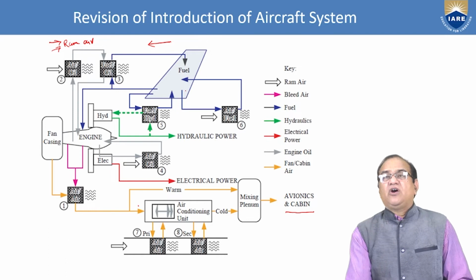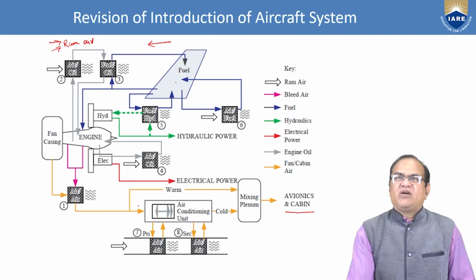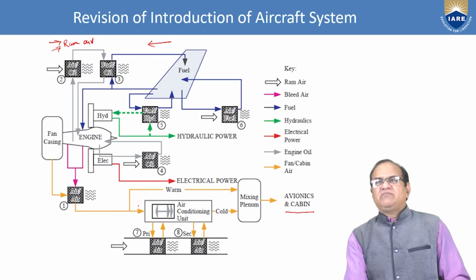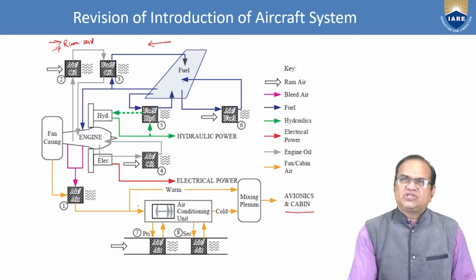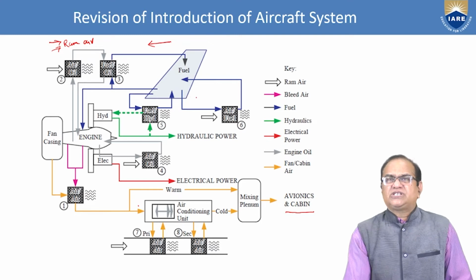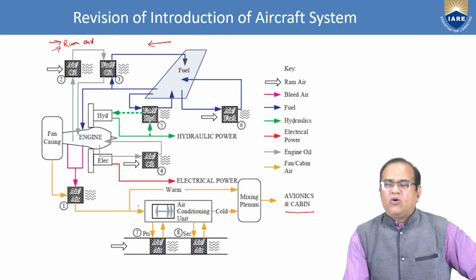Further, this fuel we have to cool again, because if the temperature of the fuel increases beyond a limited amount, fire may take place. So this is a separate cooling system. Only air cooling is used, and in this way the fuel is also cooled. So now we have completed ram air, bleed air, fuel, and hydraulic system.